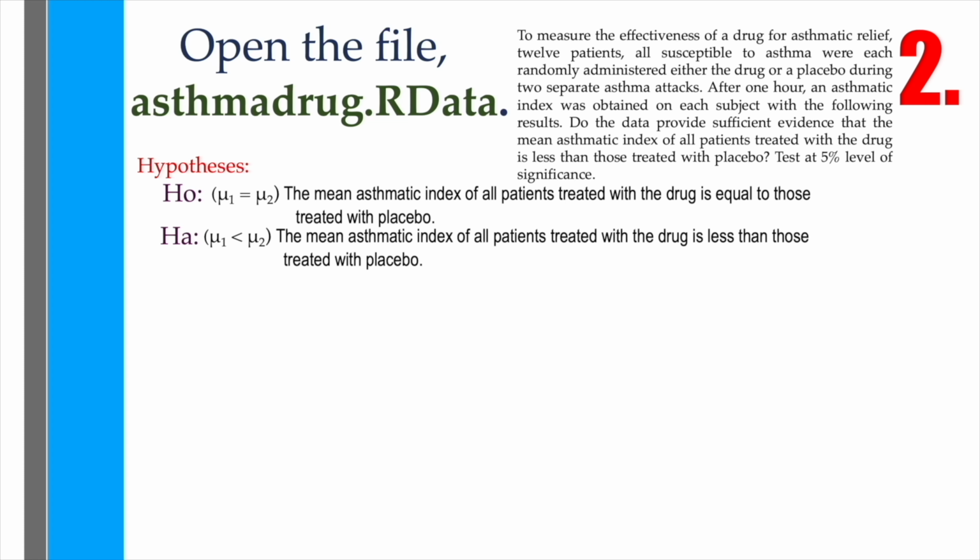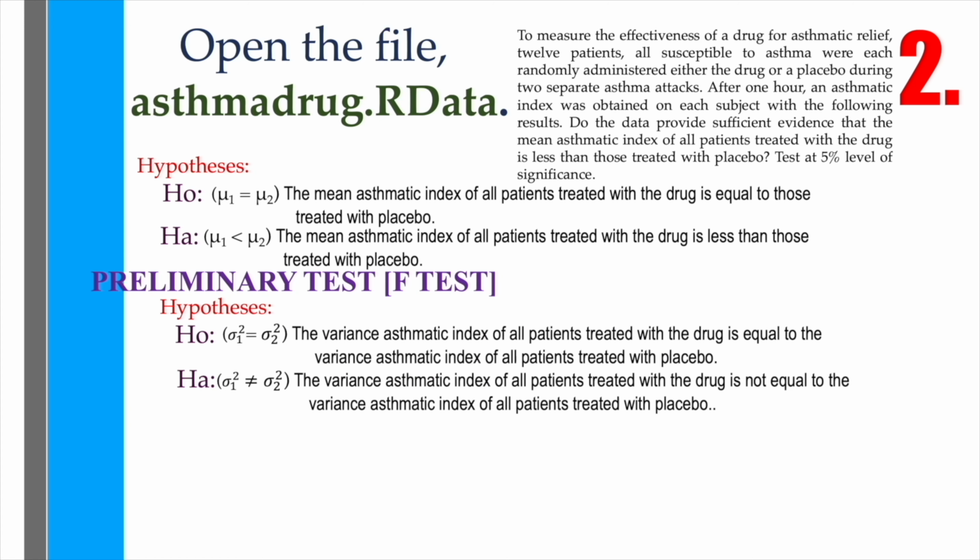Since there was no statement here about the population variances, we first made use of a preliminary test called the F-test for two variances, wherein the null hypothesis is that the population variances of the asthmatic index of the two groups of patients are equal, and the alternative hypothesis is that the population variances of the two groups are not equal. And so we computed the test statistic F, which happens to be either 4.3204 or F equals 0.2315, in which DF1 and DF2 are both equal to 5.